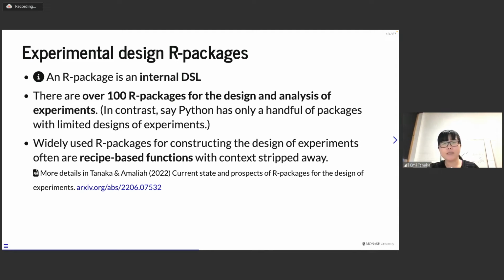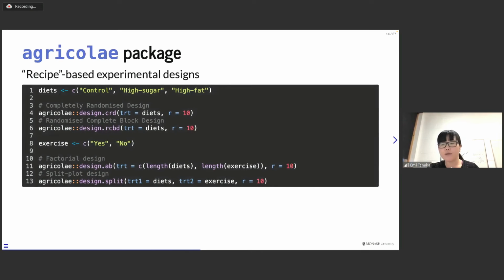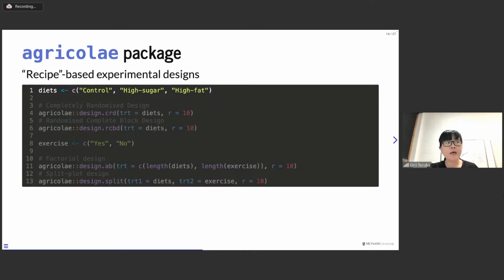So let me start with showing one of the most popular ones. This is the Agricolae R package, and it was the top downloaded package for many years. In the first instance, what I'm doing is just describing a vector of the treatments, so the different diets. I have 3 levels here. The very first design that I'm generating using the Agricolae package is the completely randomized design.